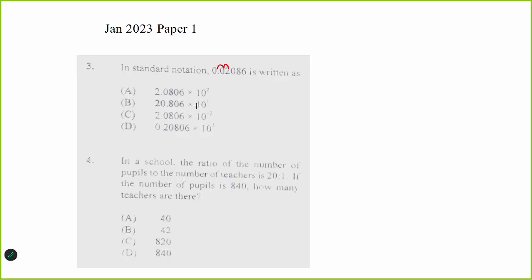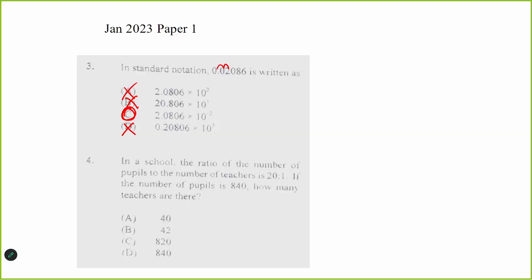This one, written in standard form, 1, 2. So it'll be to the power of 2. So this would be incorrect. This would be incorrect. Right? If we multiply 2.0806 by 100, you'll get a larger number than this. Do we want a larger number than this? No, we want a smaller number. So it can't be A, so the most logical answer is C.